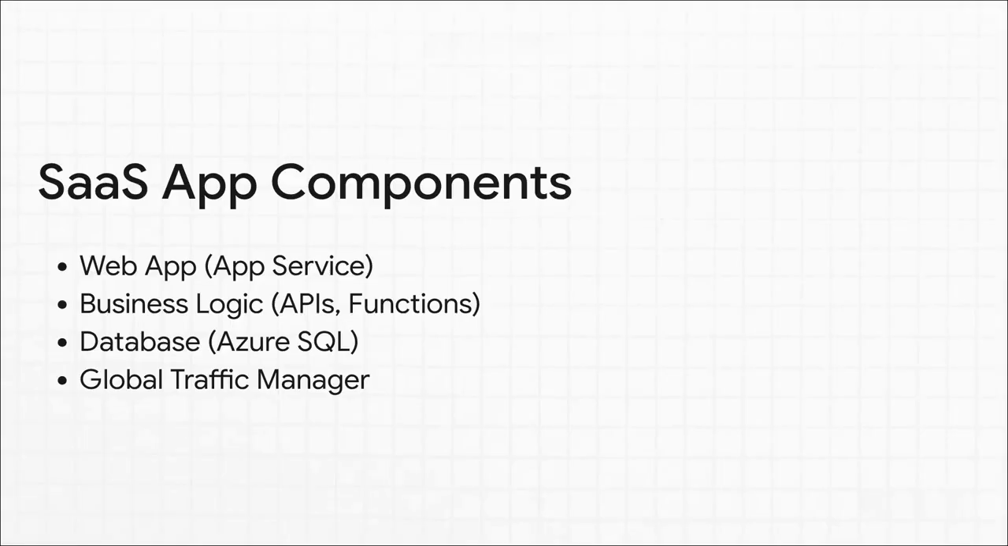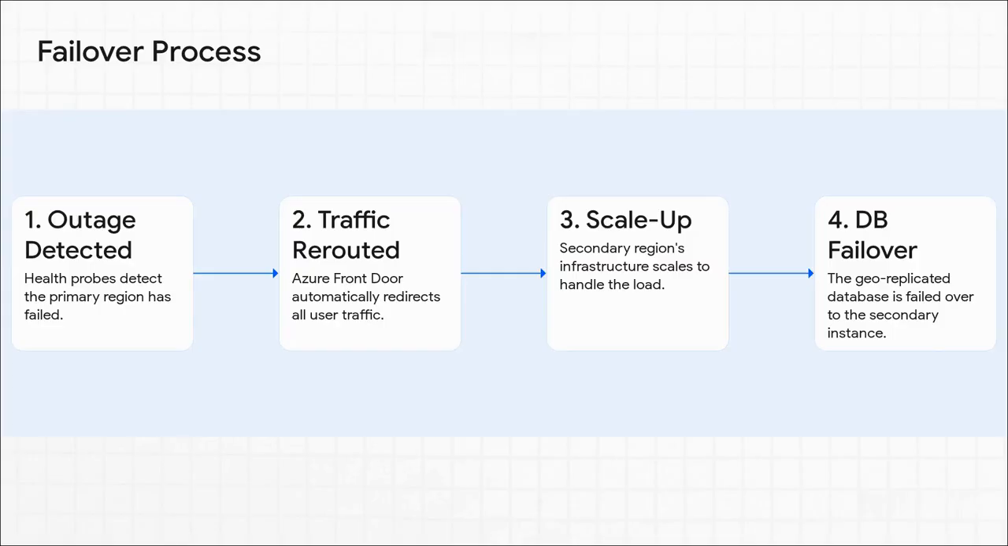So here's our sample app. It's a pretty standard setup, right? You've got a web front end, some APIs for the business logic, and an Azure SQL database holding all the data. But the real magic ingredient, the thing that makes all of this disaster recovery possible, is a global traffic manager like Azure Front Door. Think of it as the intelligent switchboard operator that can reroute all of our users based on which of our regions is healthy. Okay, so let's watch the failover happen.